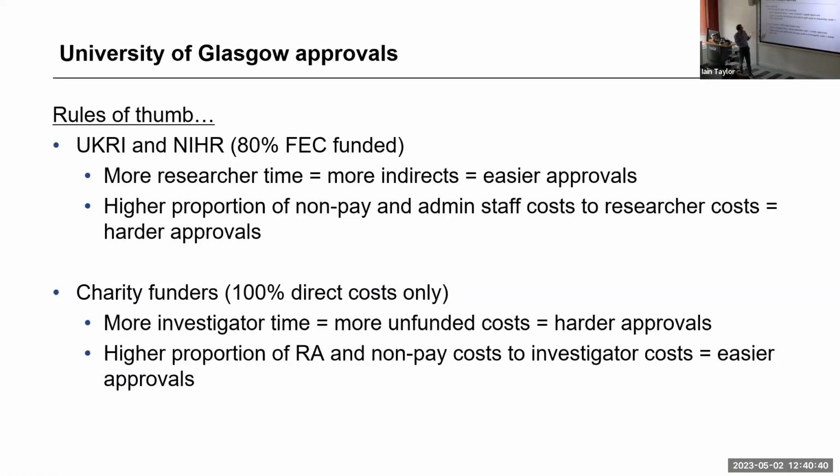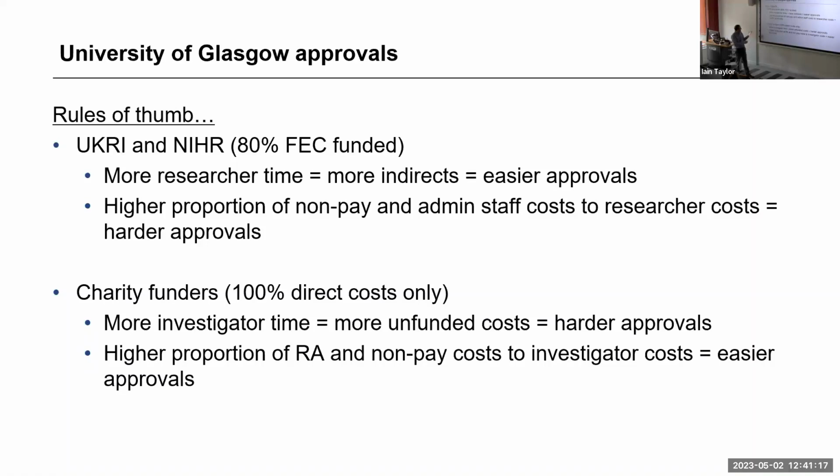And on the other side, the higher the proportion of non-pay and admin staff costs relative to researcher costs, the harder the approvals get. Remember that admin staff don't generate indirect costs. Again, that's just because the indirect costs are becoming a smaller proportion of the overall award. You probably don't need to worry about this, but sometimes if you're having problems with an application getting signed off, it might be that some of this is coming into play.